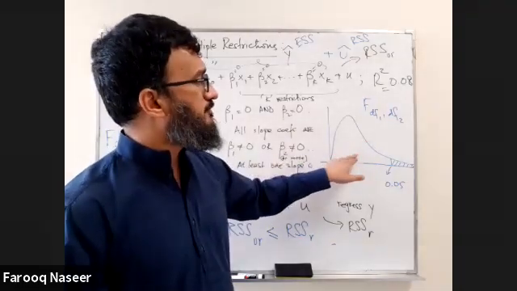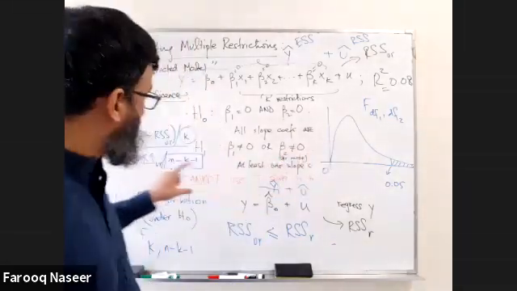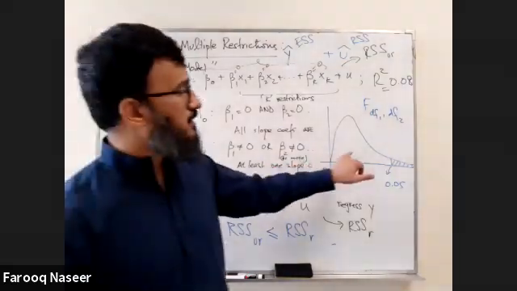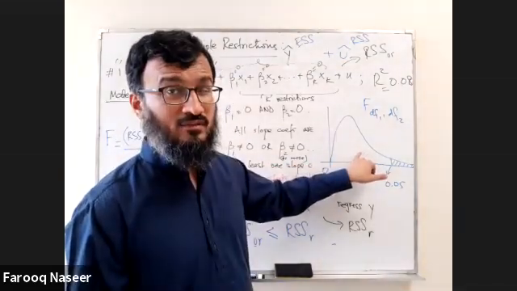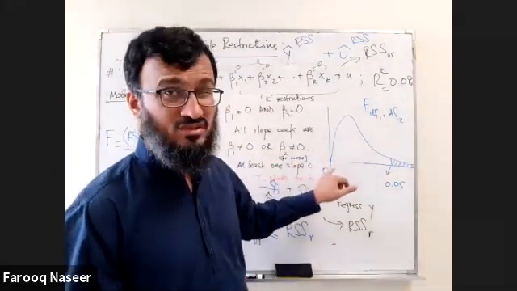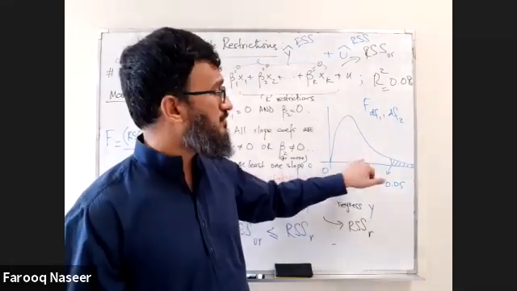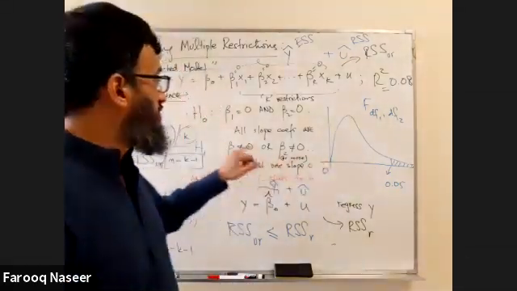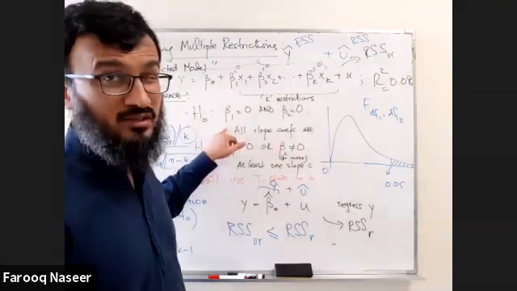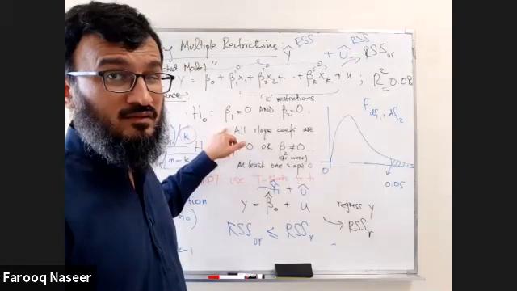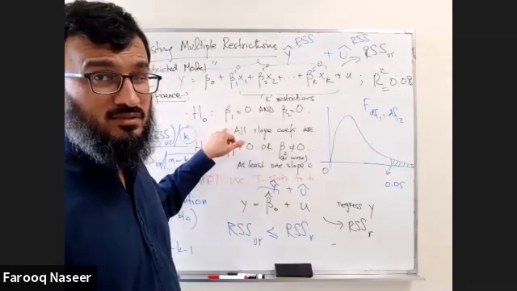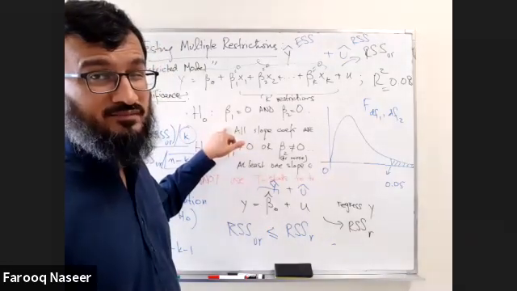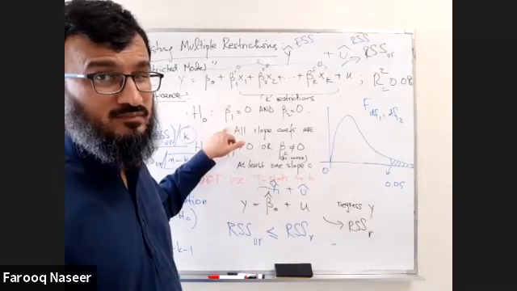If the F statistic, this ratio, falls in the unshaded area, meaning that it is kind of close to zero, not that far away from zero, then we do not reject H naught, which means we are concluding that none of these X variables are actually related with Y in the population.